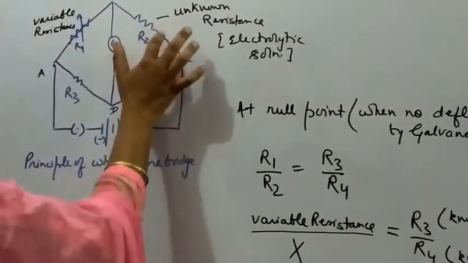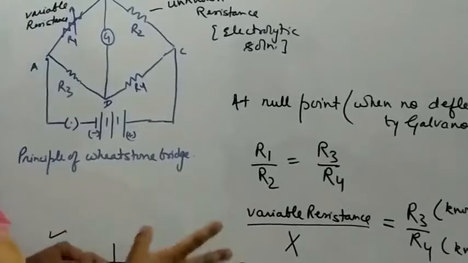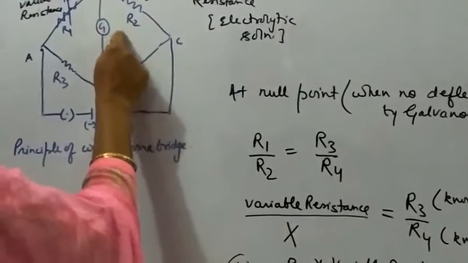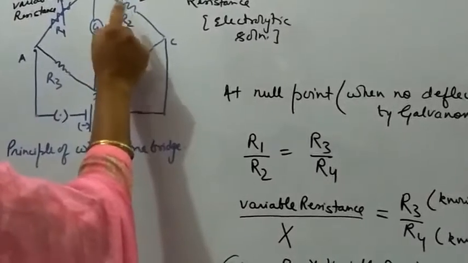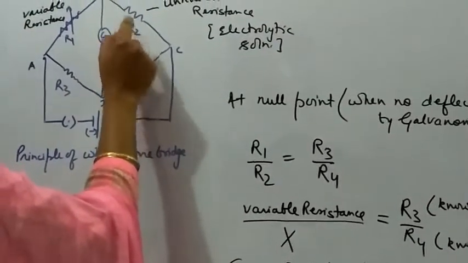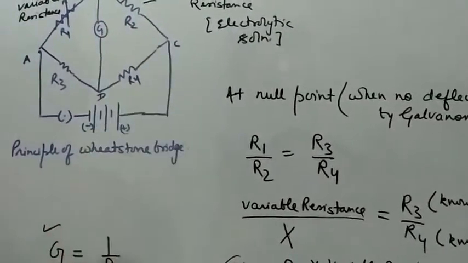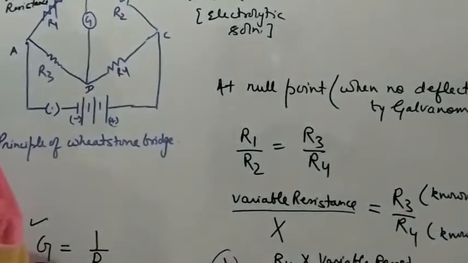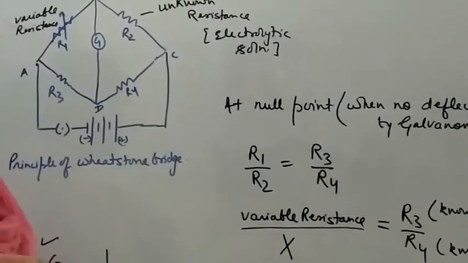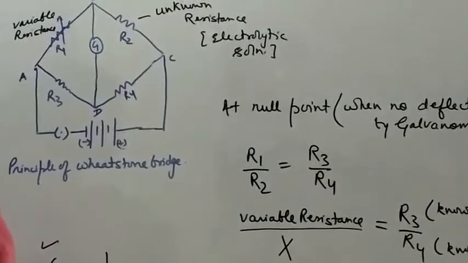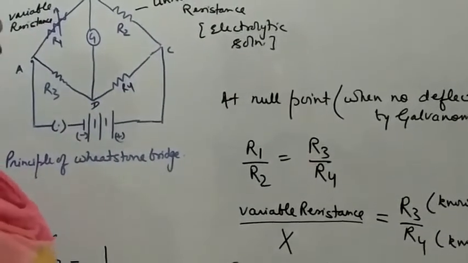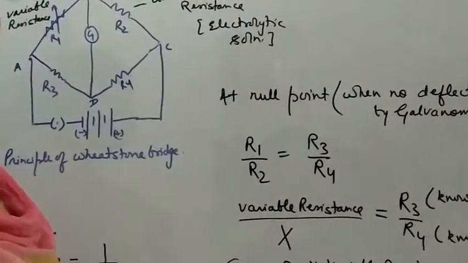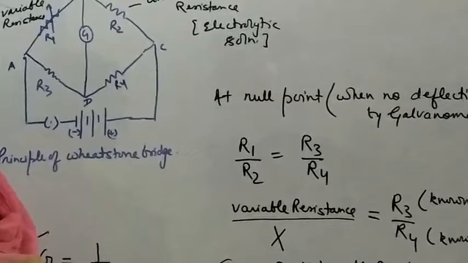Unknown resistance is in the form of metal wire, but we can't place the electrolytic solution in the same way as a metal wire or a solid substance is placed here in the form of resistance. So therefore, instead of direct current, we will use alternating current, and that too having a frequency of 500 to 5000 cycles per second.